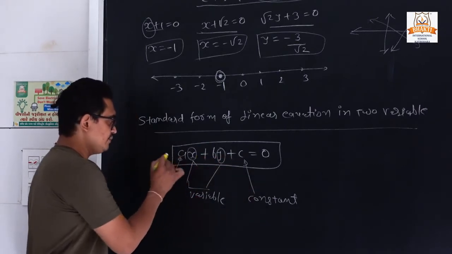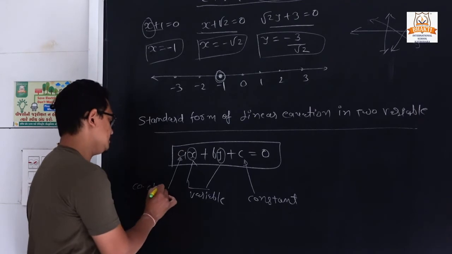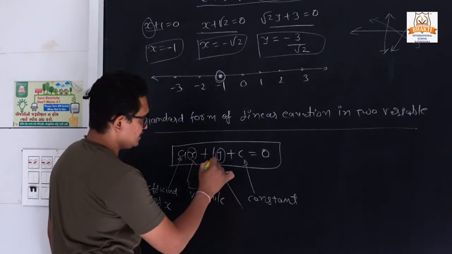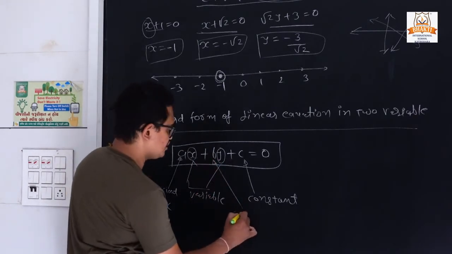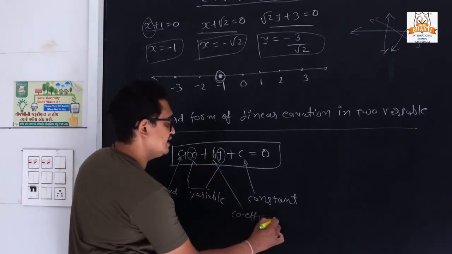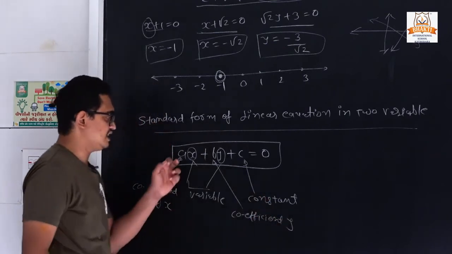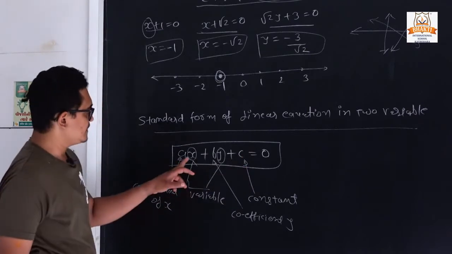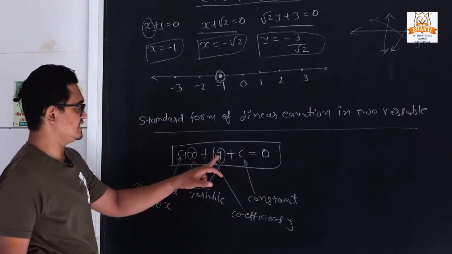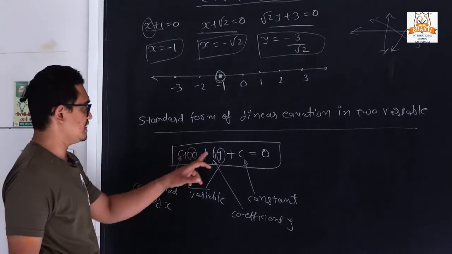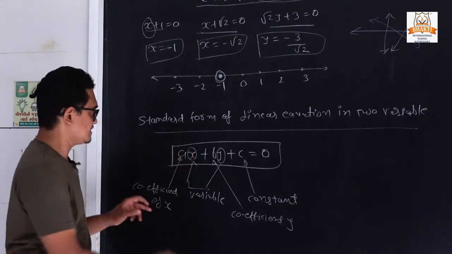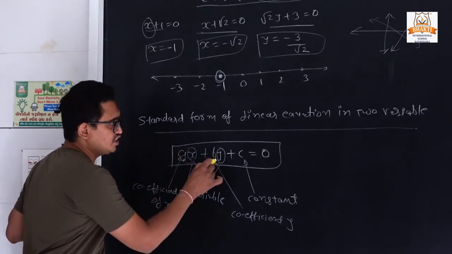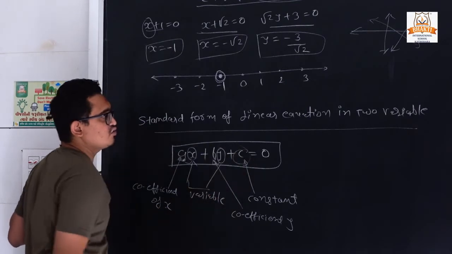So what is a? It is the coefficient of x. And what is b? b is the coefficient of y. Clear? So that is the standard form, ax plus by plus c is equal to 0. Here we have two variables, first x and second y, and these both have coefficients. a is the coefficient of x because it is multiplied with x, b is the coefficient of y, and c is our constant term.